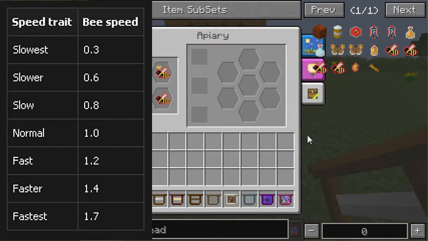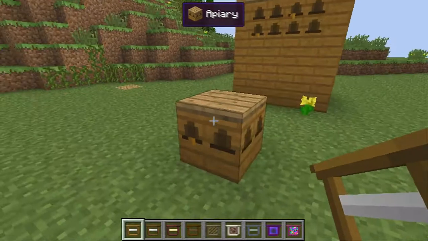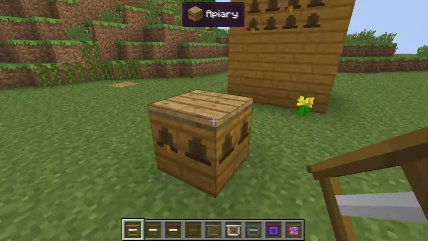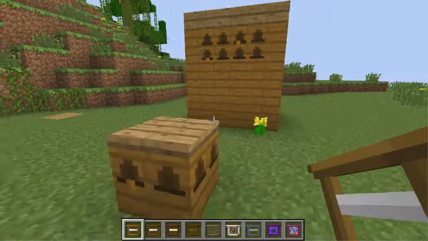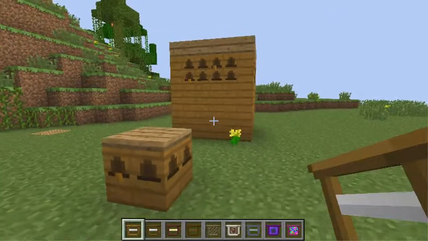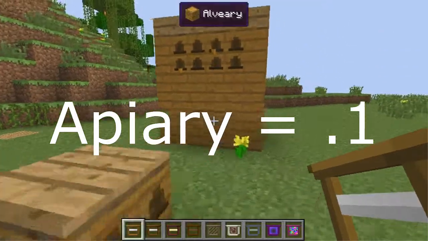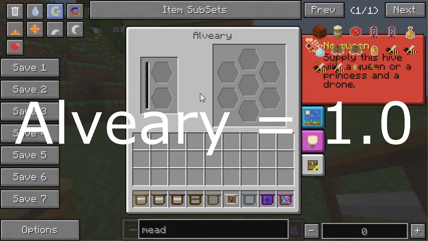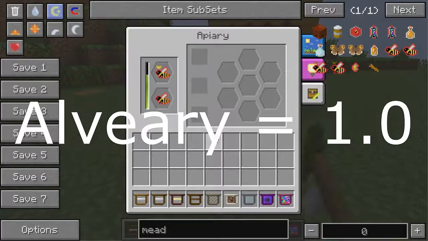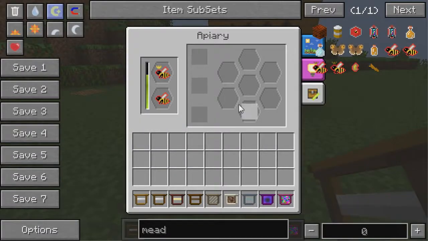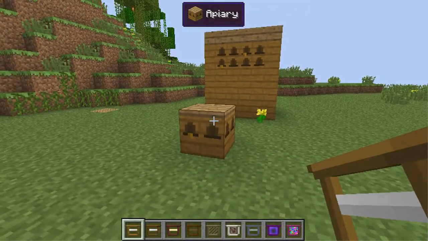Now the production modifier, what does that mean? That basically means, is your bee in an apiary or is it in an alveary? And this is where the alveary does make a huge difference compared to the apiary. The apiary's production modifier is 0.1, okay? The alveary's is 1. So that makes a big difference between 0.1 and 1 for whether the bee will produce an item during that cycle.